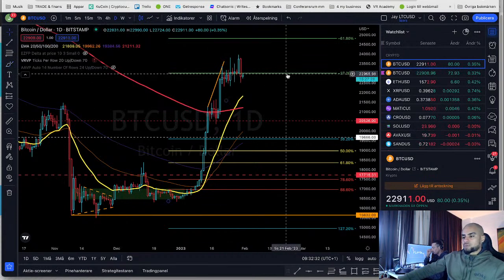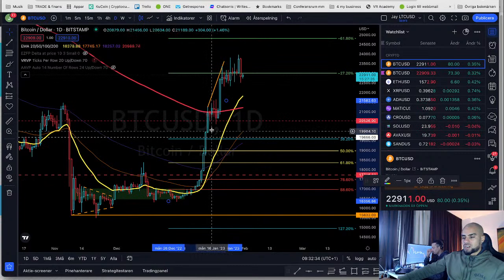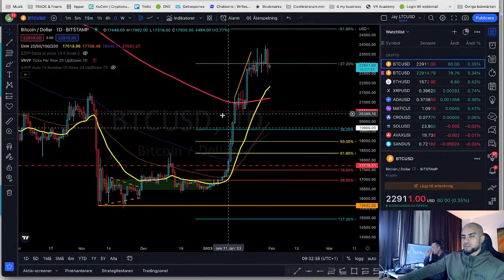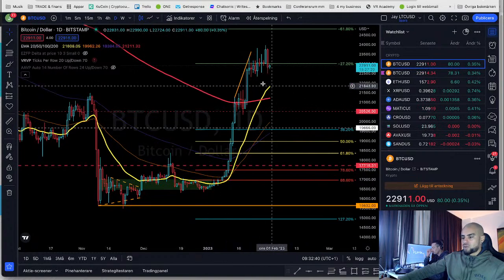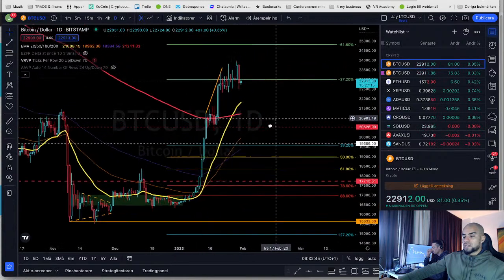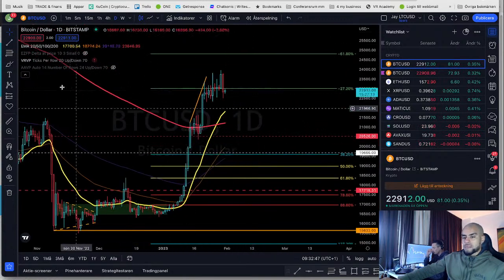and retrace, pick up some liquidity. A lot of liquidity stuck here. This whole zone that you see here, this whole area, a lot of liquidity. First we got a lot of liquidity here, then a lot of liquidity here. So that liquidity needs to be cleared.